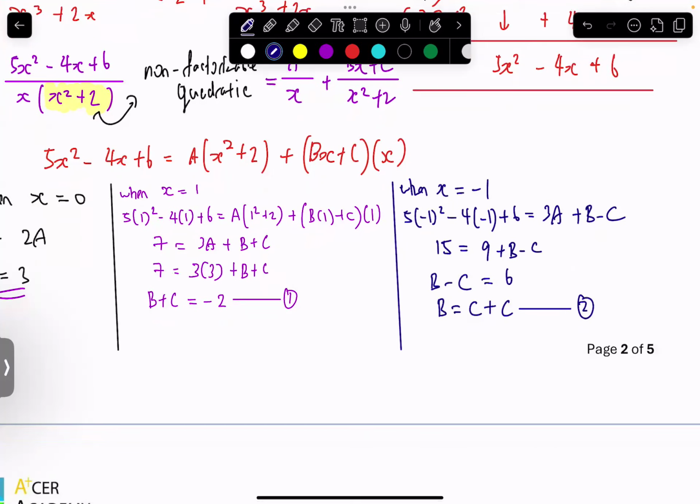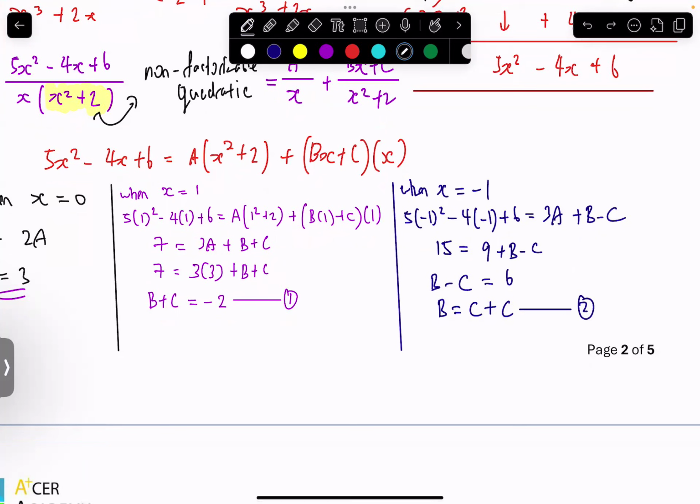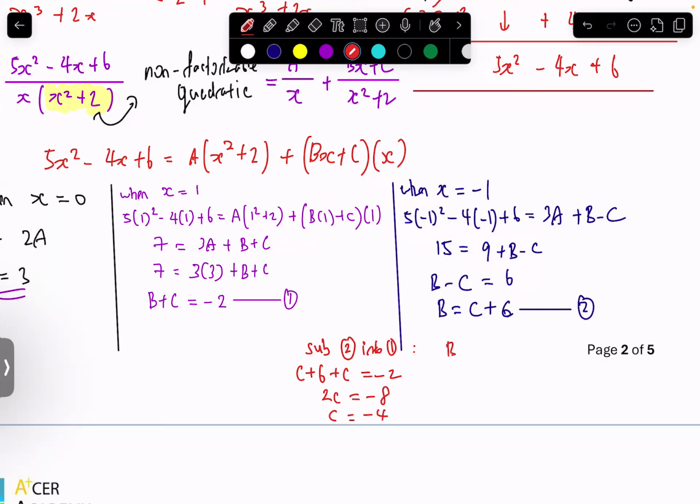So now we combine the logic of these two equations. Sorry, this is 6. When we combine both and sub 2 into 1, we'll have C plus 6 plus C equals negative 2. 2C equals negative 8, C equals negative 4. B equals negative 4 plus 6, which equals 2.